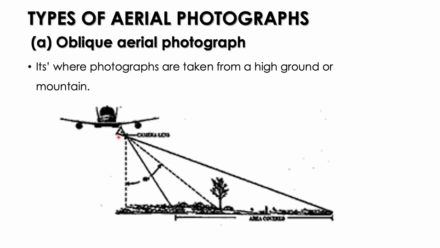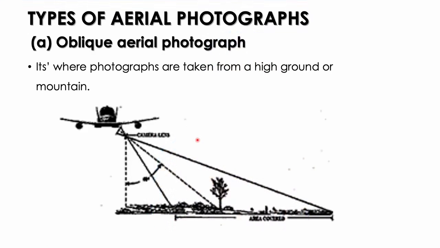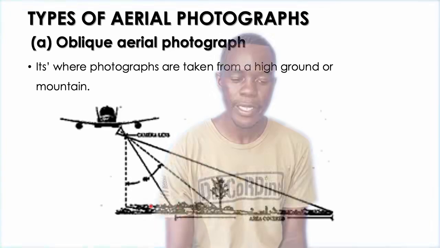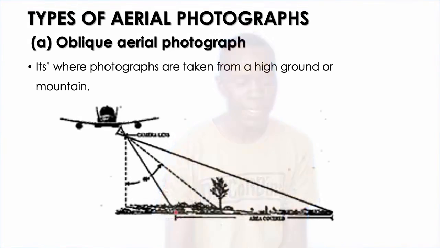So you have a diagram here which illustrates an oblique aerial photograph. Usually, under these oblique aerial photographs, the pictures or the images which are taken close to the camera look clear and bigger than the images which are taken far from the camera. So here you have your camera, placed and carried by the airplane.